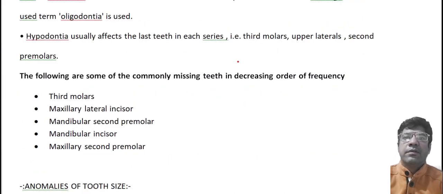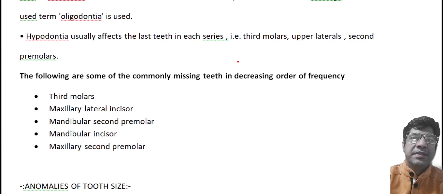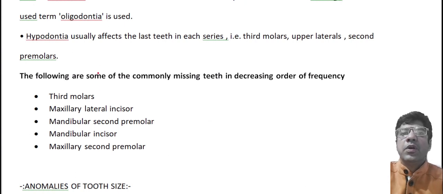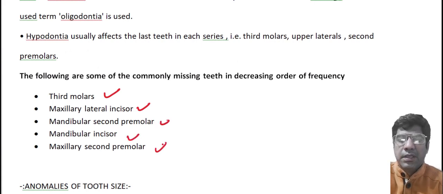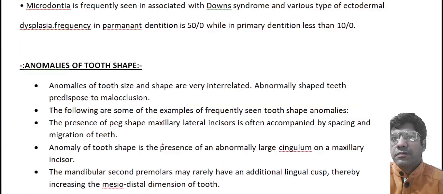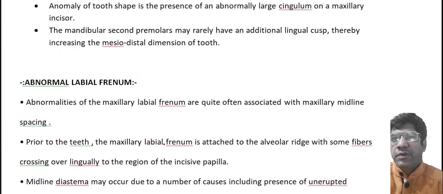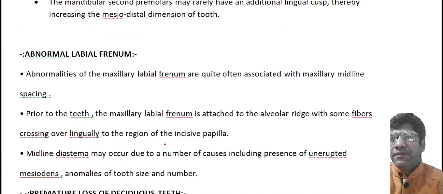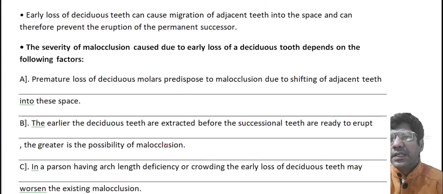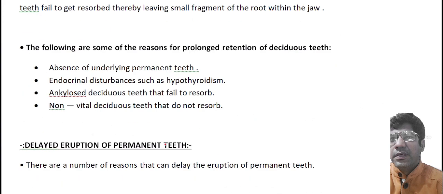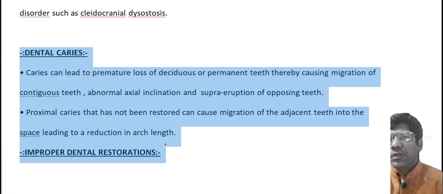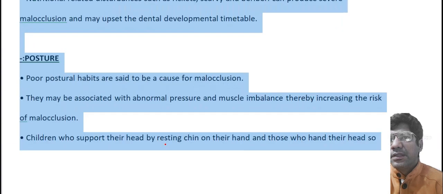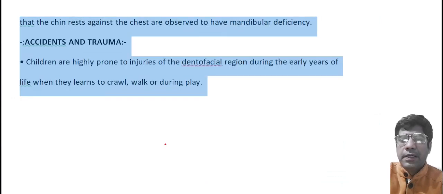Now the hypodontia, the decreasing order of frequency is the third molar, lateral incisors, second premolar, mandibular incisors, and maxillary second premolar. Other could be anomalies of tooth shape, abnormal labial frenum, premature loss of deciduous teeth, long retention of the deciduous teeth. So these all are the factors that could be related and considered in the etiology of the malocclusion.